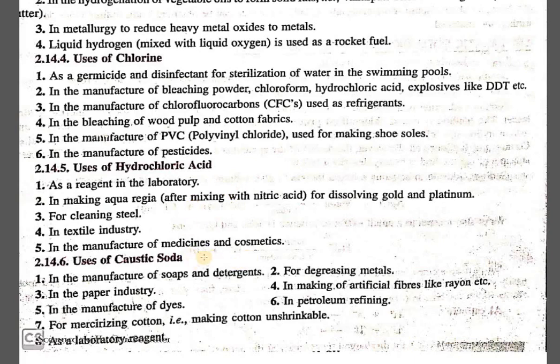cosmetics as well. Now, the different uses of caustic soda: in the manufacture of soaps and detergents, for degreasing metals, in the paper industry, in making artificial fibers like rayon, which is also called artificial silk, in the manufacture of dyes, in petroleum refining, in mercerizing cotton. You must have heard about mercerized cotton, that is making cotton unshrinkable. We can use caustic soda for the same. And lastly, we can use it as a laboratory reagent.